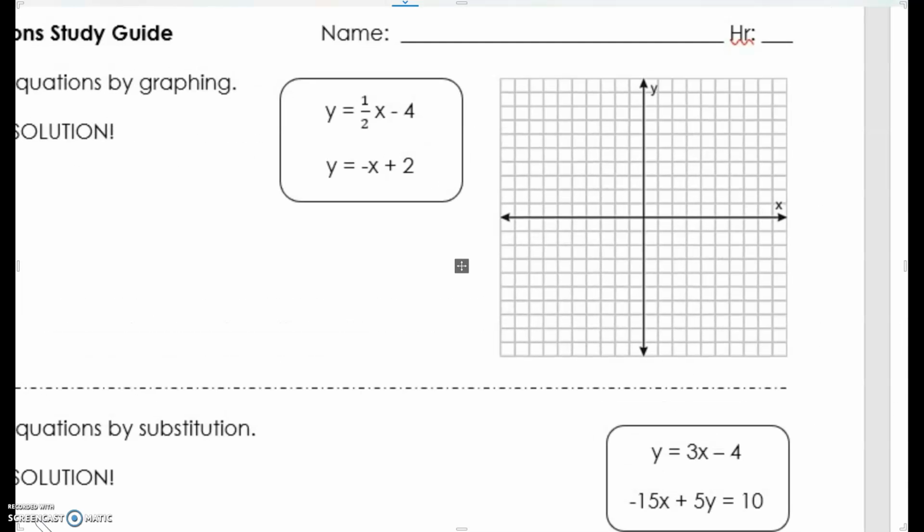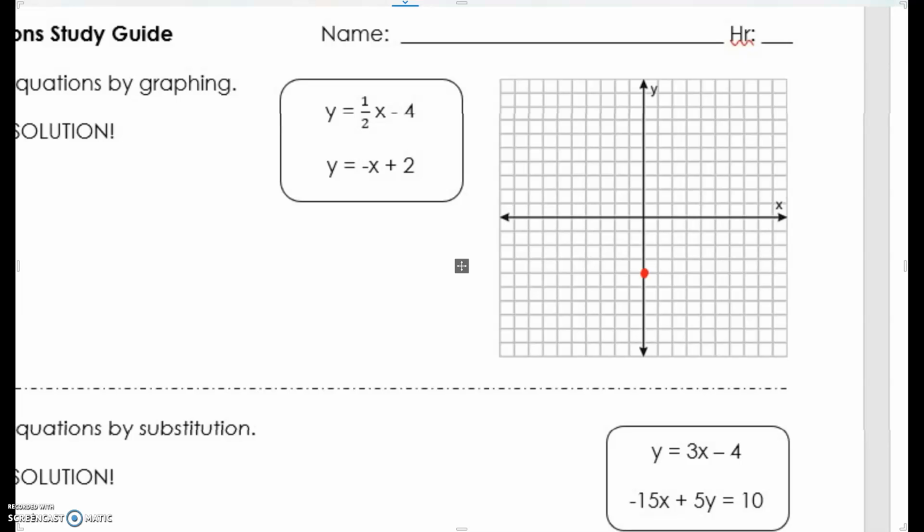Okay, so when we're solving by graphing, we want to make sure it's in slope-intercept form. Both of these equations are in slope-intercept form, and they're going to be just like that on the test. So you shouldn't have any issues with it as long as you can do it here. I'm going to start by graphing the top equation. The top equation, the y-intercept is -4. So I need to go down to -4, plot a point, and the slope is 1/2.